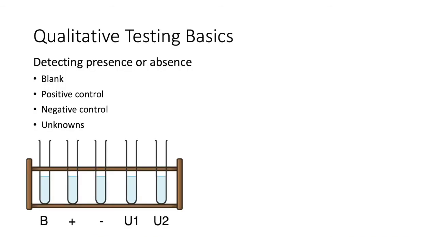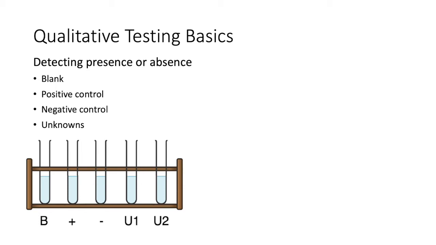When you're performing a qualitative test, you're looking for the presence or absence of a material. And some of the components that you use in a qualitative test are known as blanks, positive controls, negative controls, and unknowns. A blank is a sample that you run with every qualitative test that's designed to check for contamination. So a blank is prepared with all of the materials that are used in the actual test, except that one chemical that should give you a positive result. So the contents of a blank can be water, any of the test reagents, the glassware that will be used in the rest of the test, and that kind of thing.